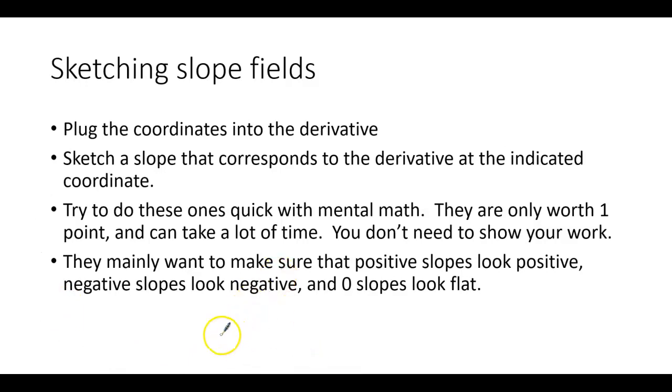So if you had a +2 and a +1, a +2 slope should look steeper than a +1 slope. Sometimes they can get picky about those kinds of things as well. But notice they're both positive. They're both going upwards as we move to the right. That's probably your best bet to focus on. But yes, technically bigger numbers should look steeper, smaller numbers should look flatter.